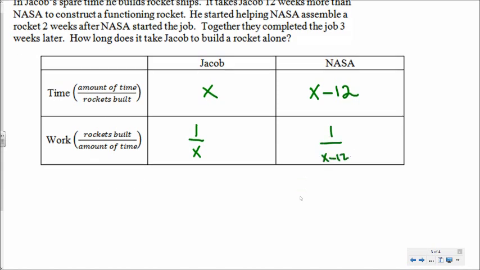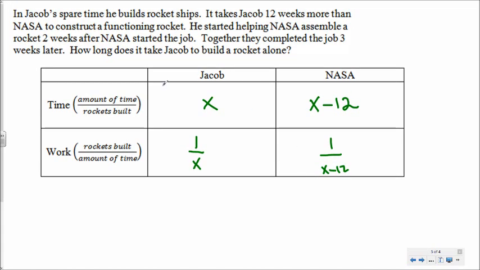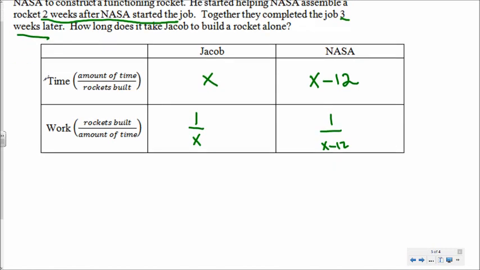And I'm going to give you 2 ways to break this problem down. And it's a little tricky. So again, note that NASA is working on this rocket by itself for 2 weeks, and then they're working together for 3 weeks. So there's two parts of this problem. So first, we've got NASA, which working by itself does 1 over x minus 12th of the rocket per week. And they work by themselves for 2 weeks. So that's how much work NASA has gotten done.